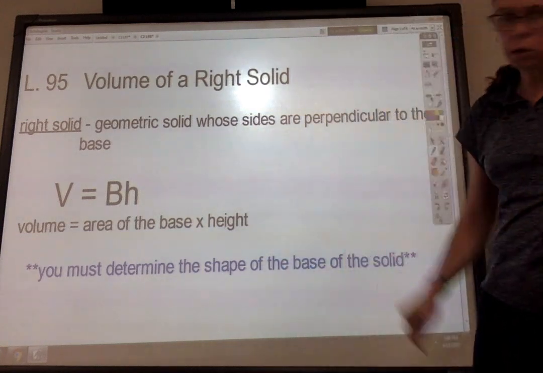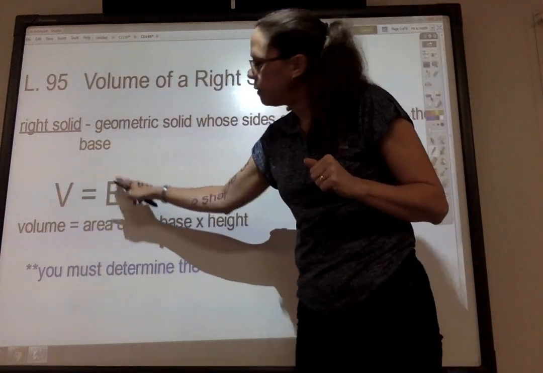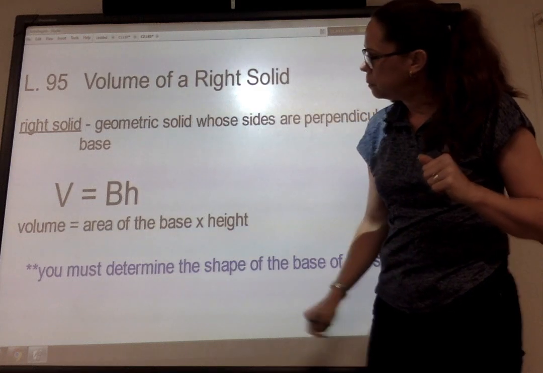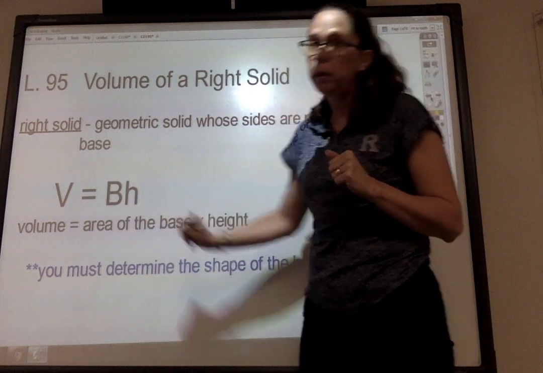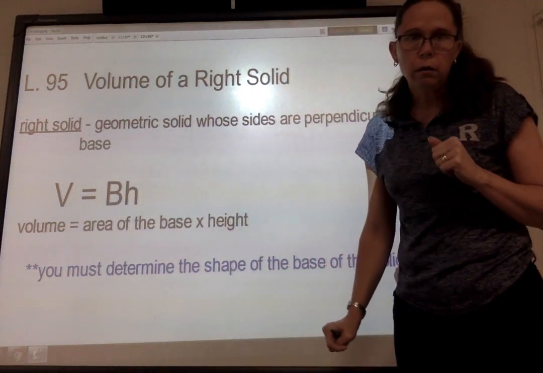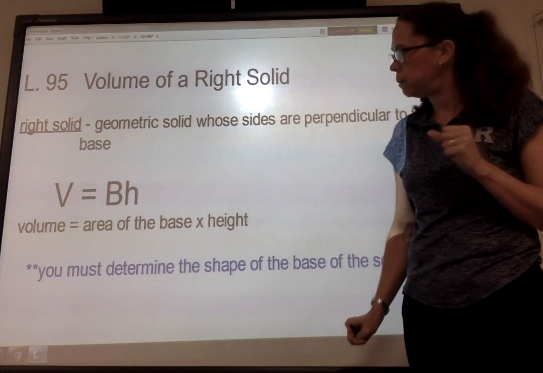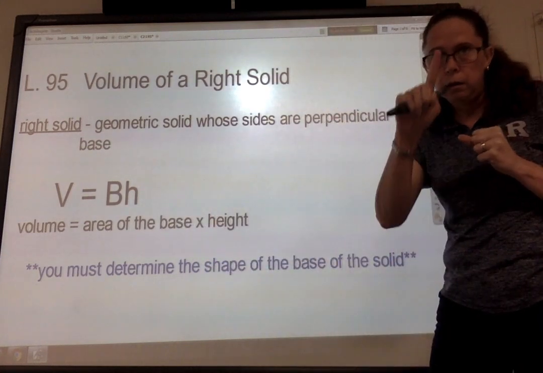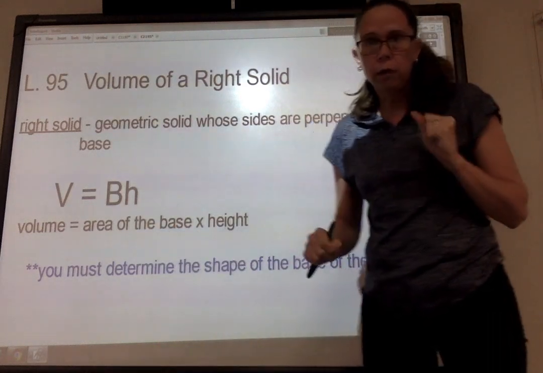So here's our formula. Volume equals capital B times H, okay? And here's the explanation. Volume equals, capital B is for area of the base, okay? We have to find the area of the base times the height, okay? That's why it's a capital B. We use lowercase b for just base. Capital B, area of the base.